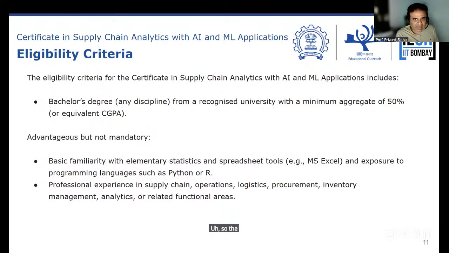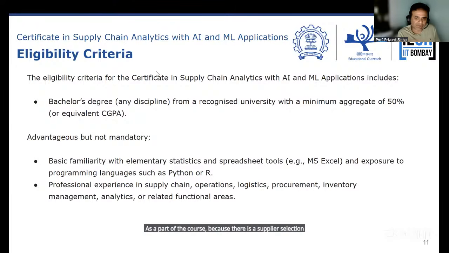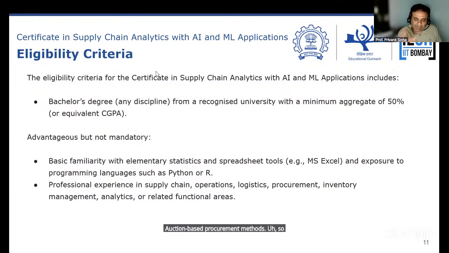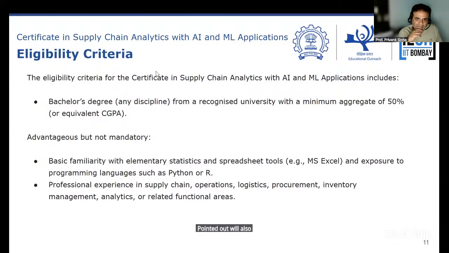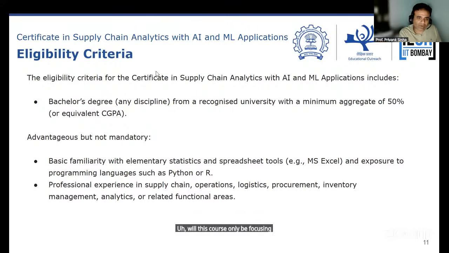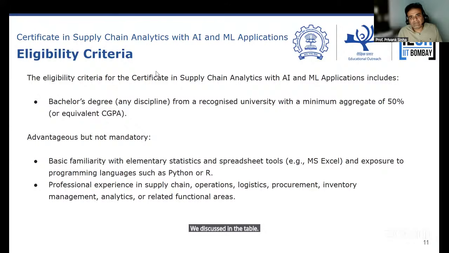So the course is not industry specific, first of all. The things that we are going to discuss will be applicable to a wide range of industries. We are going to discuss the procurement part in quite some detail as a part of the course, because there is supplier selection and the contractual arrangement and those things. If time permits, I would also like to discuss some auction-based procurement methods. That will be very much part of the supply chain, and the logistics and other aspects that you pointed out will also be included. But we'll be touching upon those things just to give you a holistic understanding of the supply chain. If you ask whether this course will only be focusing on procurement, the answer is clearly no, because we'll be touching on various aspects. I think this is the answer.